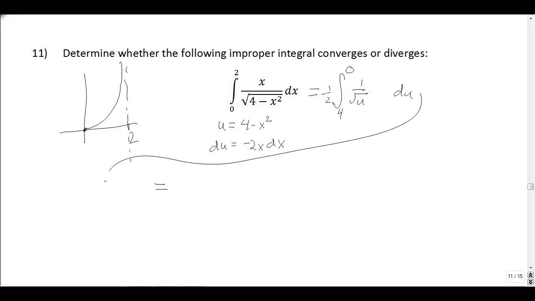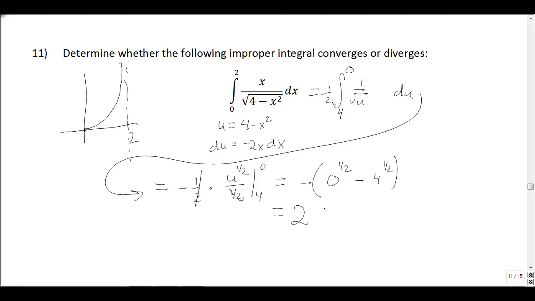Okay, so this equals negative 1/2 times the antiderivative of u to the negative 1/2. I get u to the 1/2 over 1/2, from, sorry, not x from 0 to 2, but u from 4 to 0. Note the 1/2s sort of cancel here. And so what I get is negative, 0 to the 1/2 minus 4 to the 1/2 here. So this gives me a 0 minus 2, and this whole thing works out to be 2. So we got a finite number. Not only does this converge, we know it converges to 2 here.